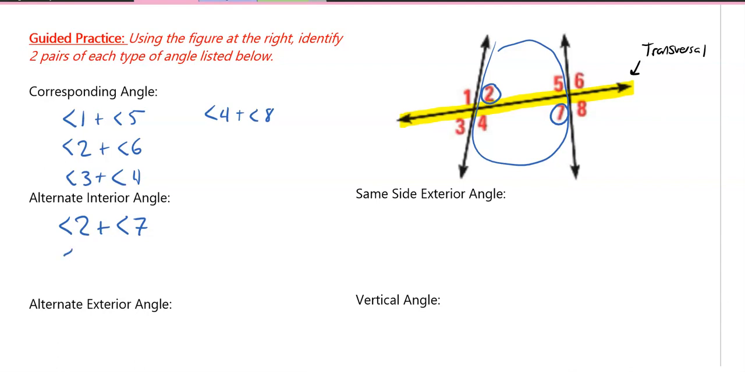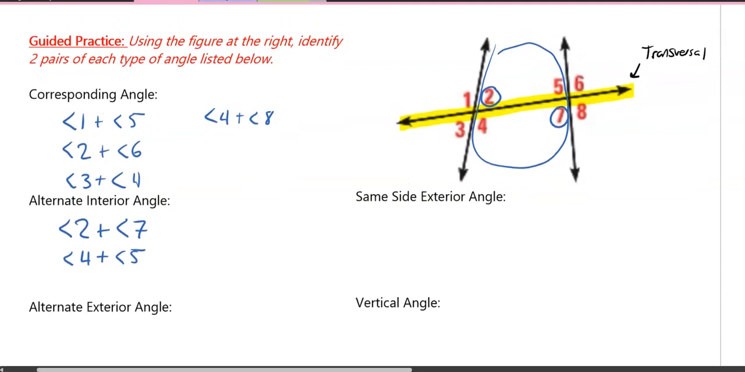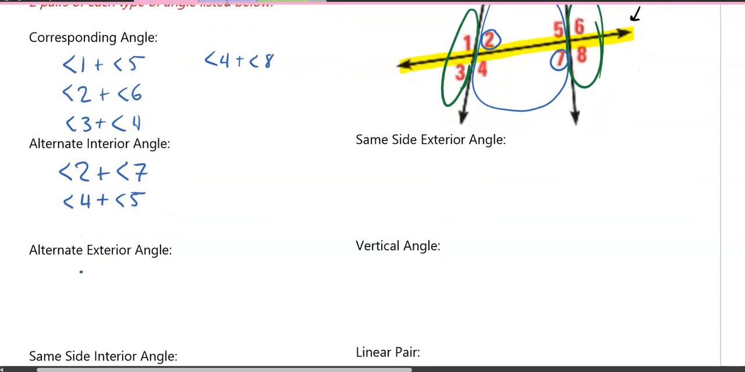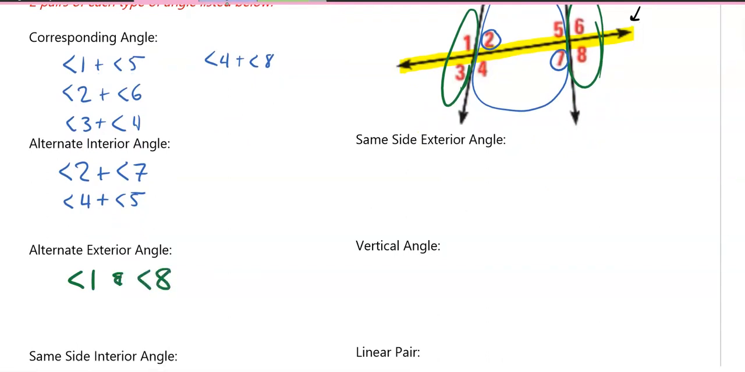The only other pair that we could go with here is angle 4 and angle 5. Using the same idea for alternate exterior angles, but instead now we're going to look at the ones outside here. Alternate exterior would be angle 1 and then angle 8. Once again, we can't say angle 1 and angle 3 because they're technically linear pairs. So we're picking them at different intersections. And the other one would be angle 3 and angle 6.